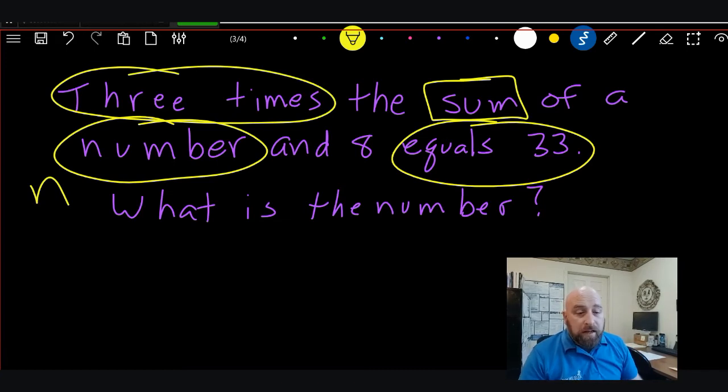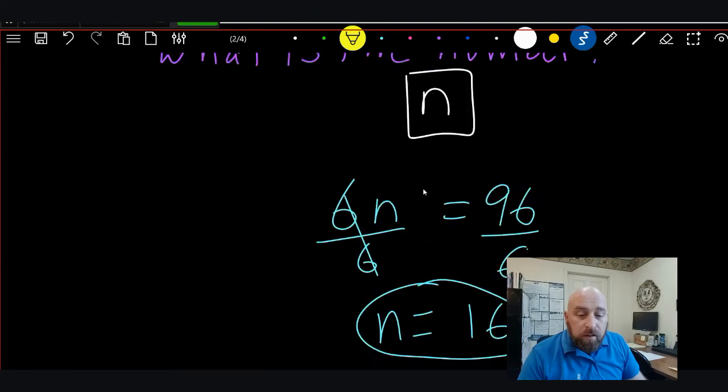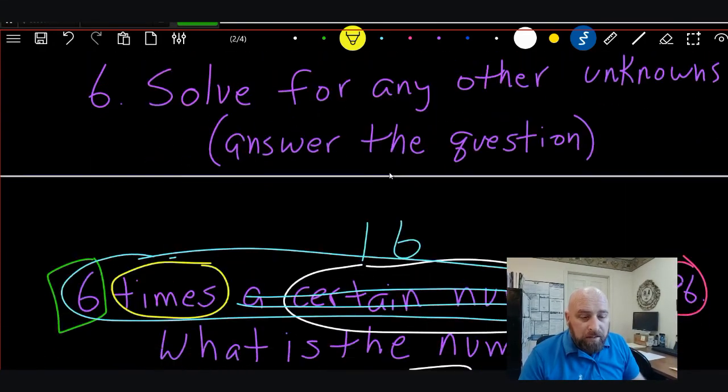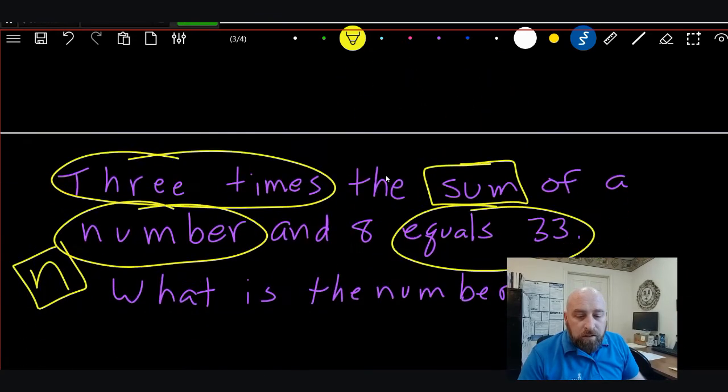So let's go ahead and write our equation out. I kind of combined a couple steps there, but basically step number 2, if we go back up there, is represent all of them with the first variable. We only have one variable in this case. Step number 3. So step number 2 and 3 are kind of in one because we only have one variable. Step number 4, write it as an equation. That's where we are right now. So let's go back here.